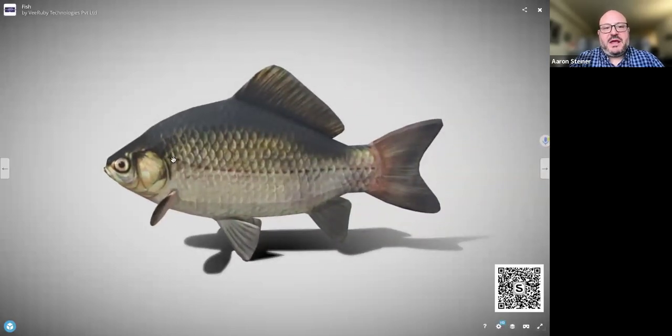Has anybody ever noticed this line along the side of a fish? I'm actually curious if anybody knows what this line that runs down the side of a fish is called. You may have seen it in the aquarium. You may have seen it at a grocery store at the fish counter. Anybody know?